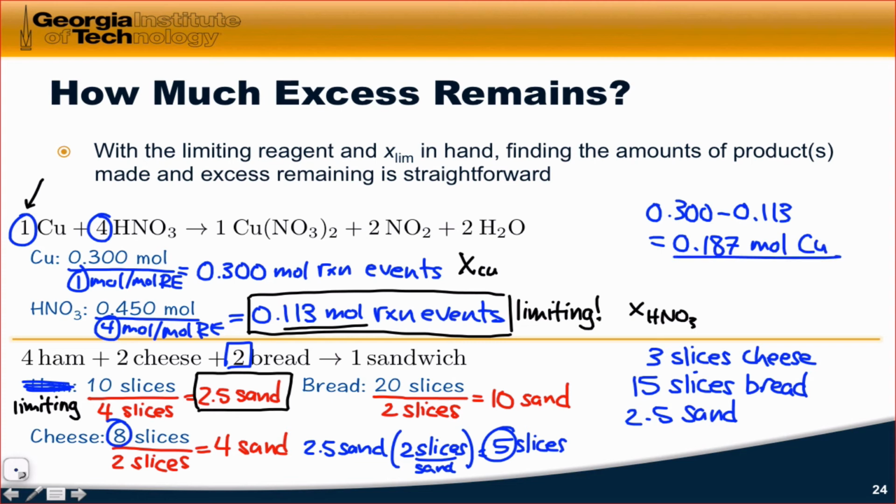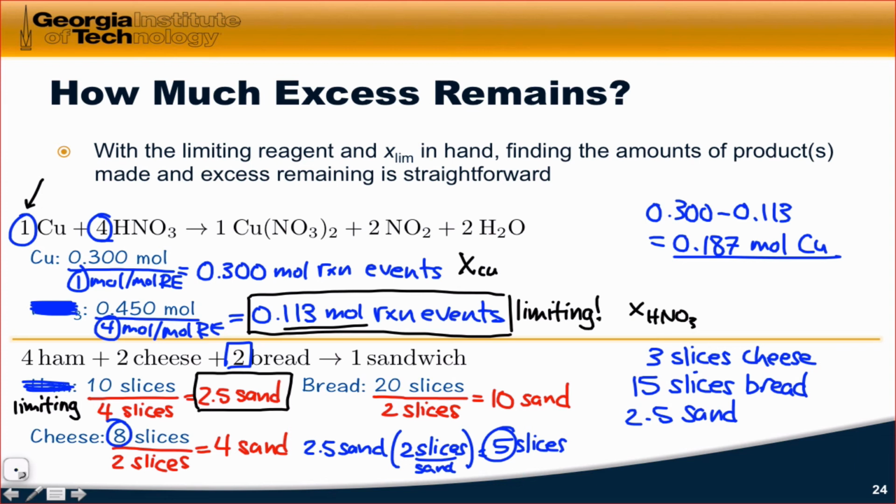What about moles of nitric acid? Well, don't overthink it. You could actually do the same process of, okay, I started with 0.45, 0.113 moles of reaction events, but I need to multiply that by 4 since 4 moles of HNO3 are consumed per mole of reaction events. What you would find is that that product, 4 times 0.113, simply is 0.45. And of course, just like we saw for the sandwich making process, because HNO3 is limiting, none of it will remain at the end of the process.